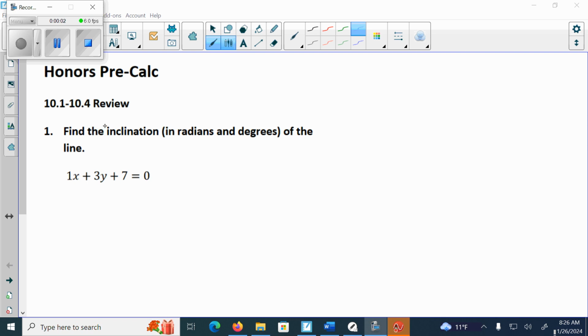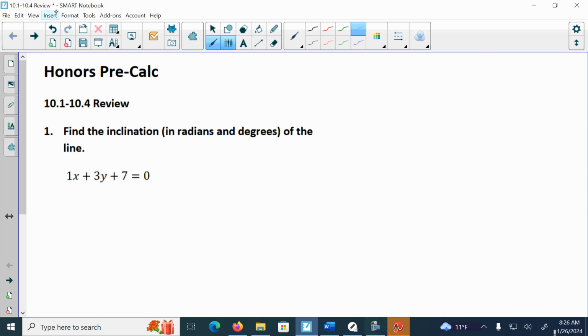Hello, this is Mrs. Ward, and I'm going to go over the 10.1 to 10.4 review worksheet. One thing I do want to point out is that the answer key online, the printed version, may have different spacing, but all the questions are the same. It's just in a slightly different order on the piece of paper. Sorry about that. All right, number one, find the inclination in radians and degrees of the line.